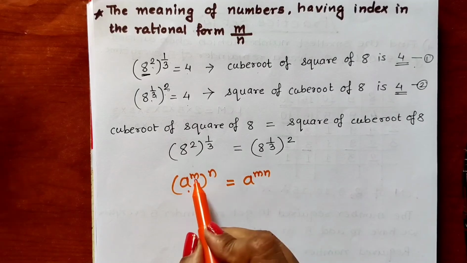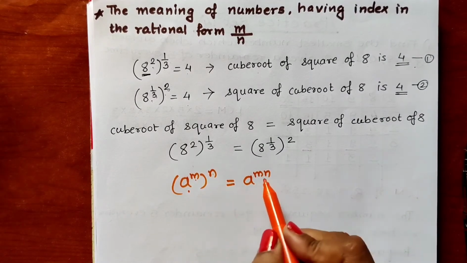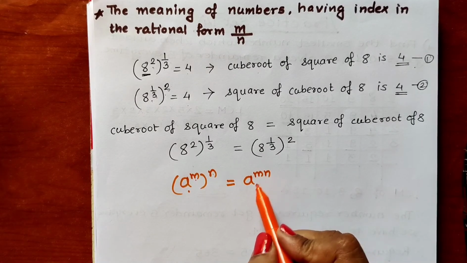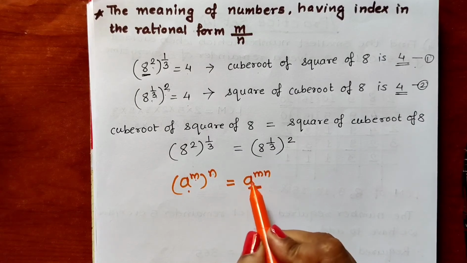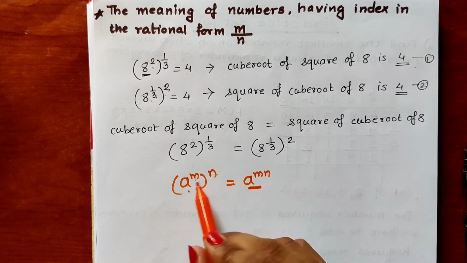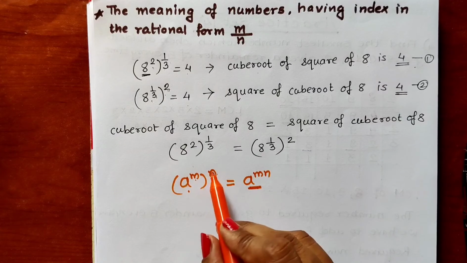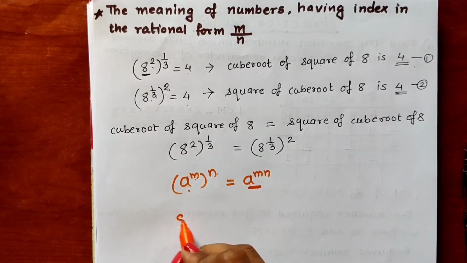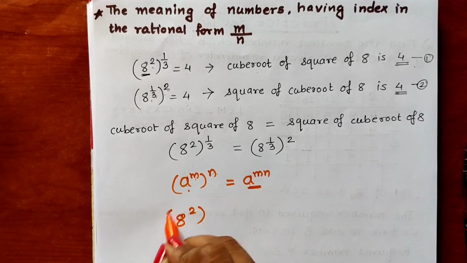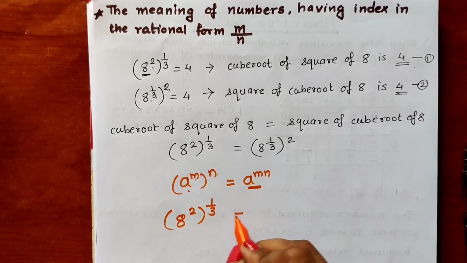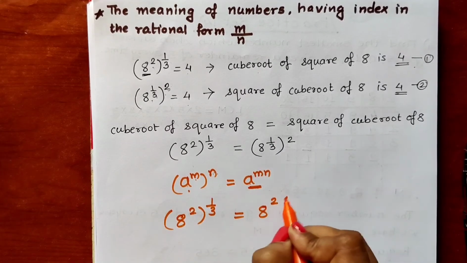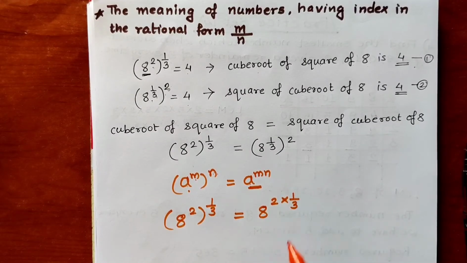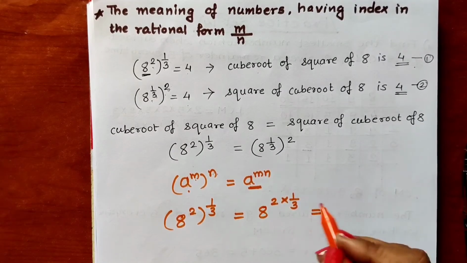Okay, so when two indices are there, we multiply those two indices and write it as one base, one index. It can be written as a raised to m raised to n, means a raised to mn. So this 8 raised to 2 raised to 1 upon 3 means what? 8 raised to 2 multiplied by 1 upon 3.